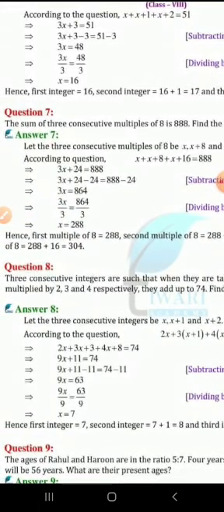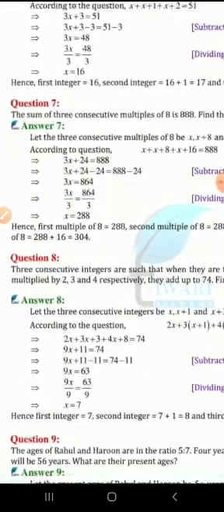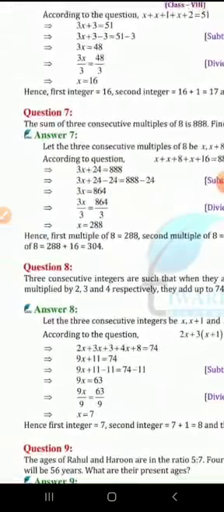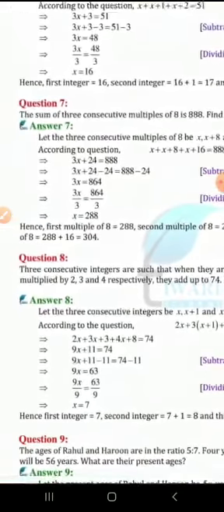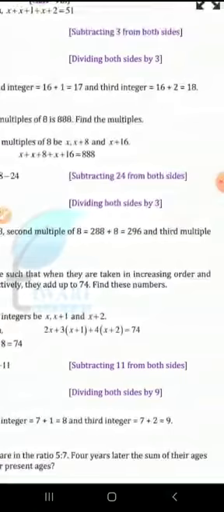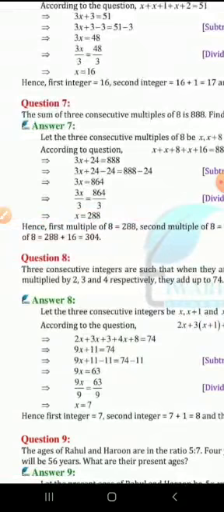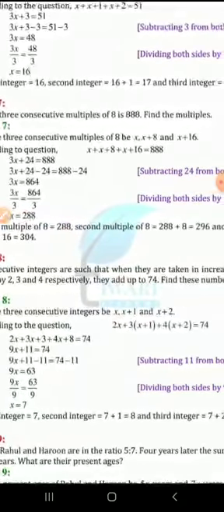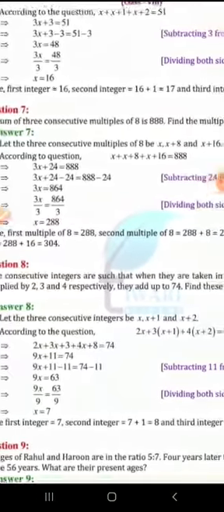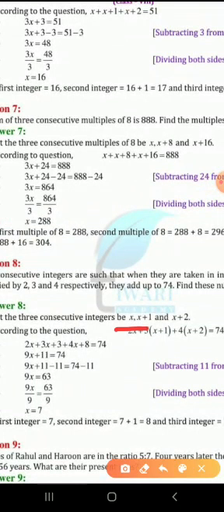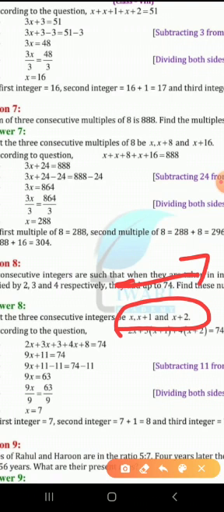Now question 8. Three consecutive integers. Again, consecutive integers means one after another, as we have done in question 6, such that when they are taken in increasing order and multiplied by 2, 3 and 4, they add up to 74. So for three consecutive integers, let the first be x, the second x plus 1, and the third x plus 2. This is the increasing order: x, x plus 1, x plus 2.